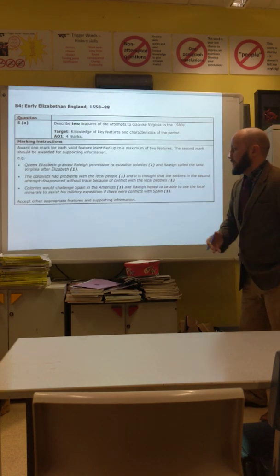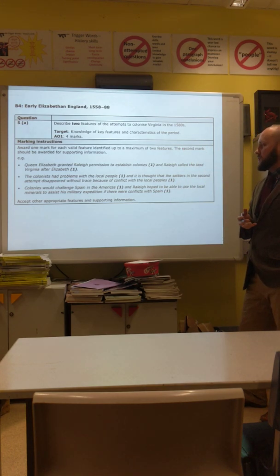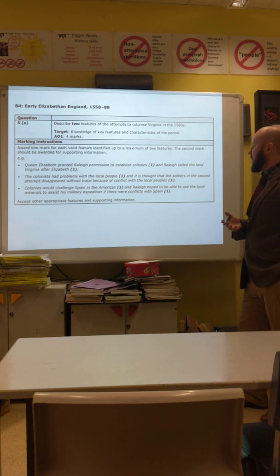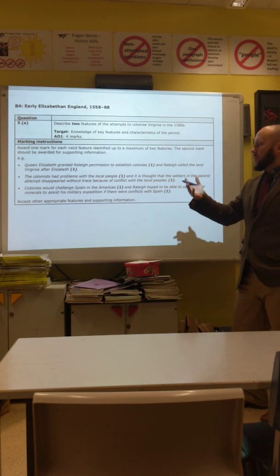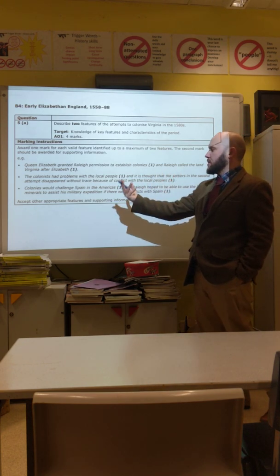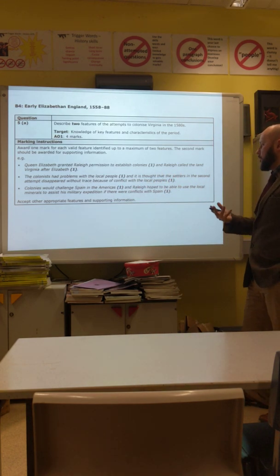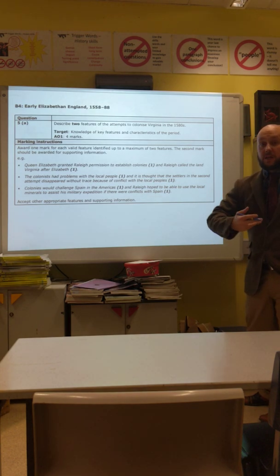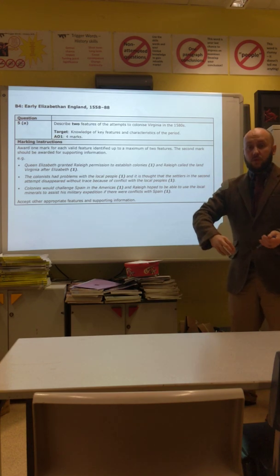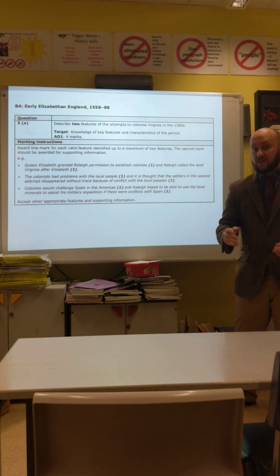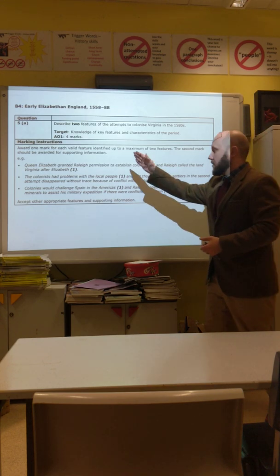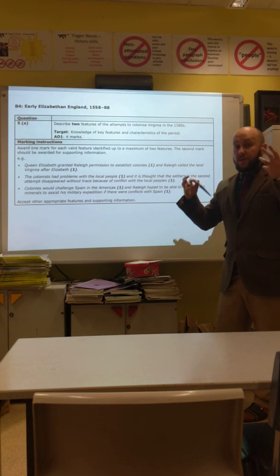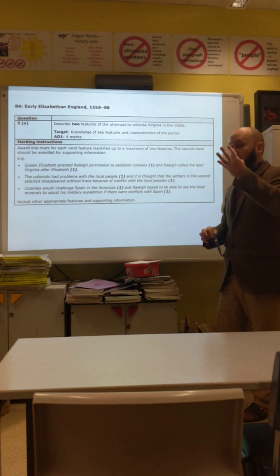So here we go. First feature of the attempt to colonise Virginia: Queen Elizabeth granted Raleigh permission to establish colonies, and Raleigh called the land Virginia after Elizabeth. Another example could be: colonies would challenge Spain in the Americas, and Raleigh hoped to be able to use the local minerals to assist his military expedition. All you've got to do is write 2 separate sentences which are built into 2 sub-facts. This, and this. That's all you've got to do. It's really simple, and you've got 4 marks right there.